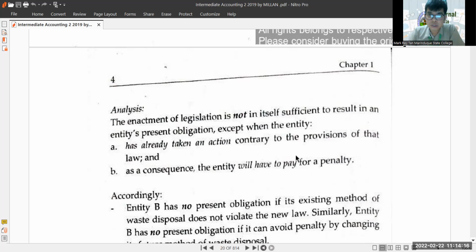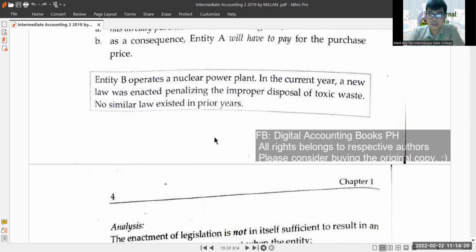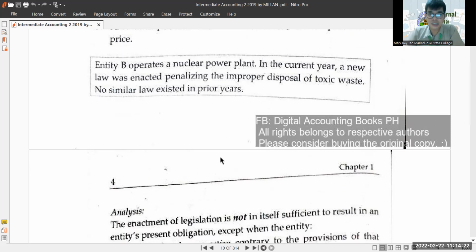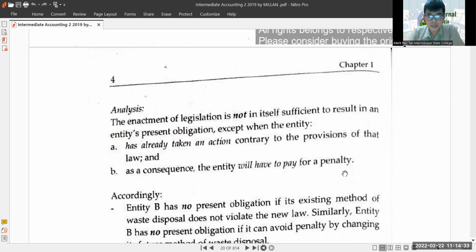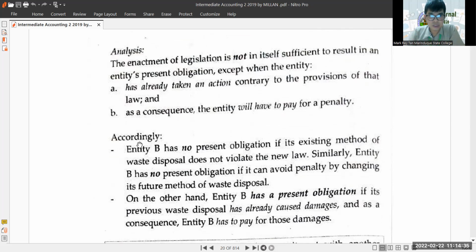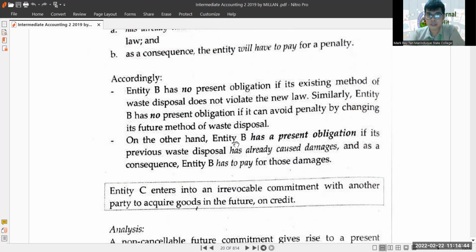action contrary to the provisions of that law. Of course, now, if there's a law and then you violate it, most likely may obligation ka. Hindi lang obligation, may penalty ka pa, may punishment ka pa. And then letter B, as a consequence, the entity will have to pay for a penalty. Ayan. Pakabanggit ko lang. Okay, so ito guys yung sagot. Accordingly, entity B has no present obligation. Ayan, ano. So, easily understandable naman ito. Iwan ko na sa inyo ito, ha?